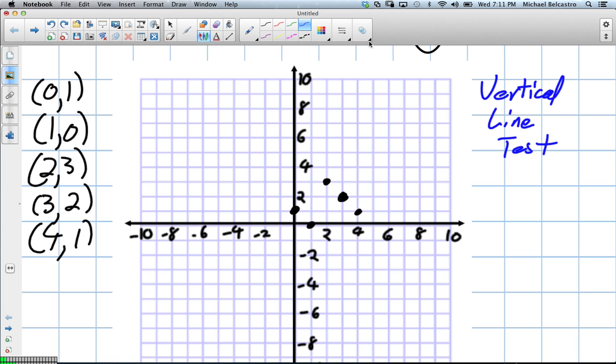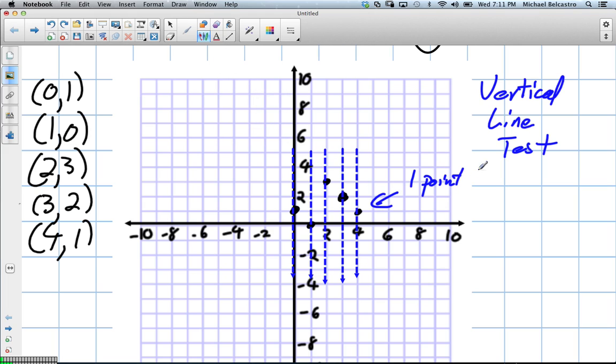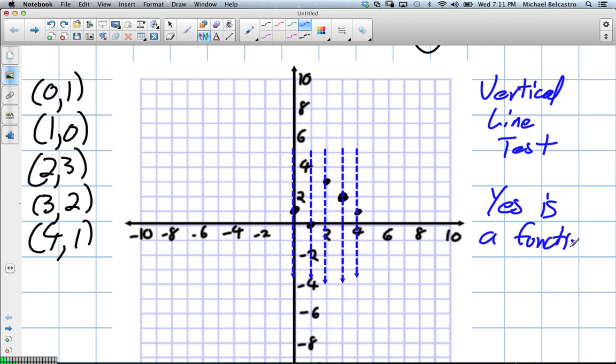The vertical line test is, all we do is draw a vertical line, I'll change the color to blue here, through every coordinate. If the vertical line only touches one point every time, then it is a function. So I draw the first one, it's only touching one point. I draw another one. 1 point, 1 point, 1 point, and 1 point. Because every time I drew a vertical line here, it only touched 1 point, then it is a function. So I'm going to say yes, this is a function.